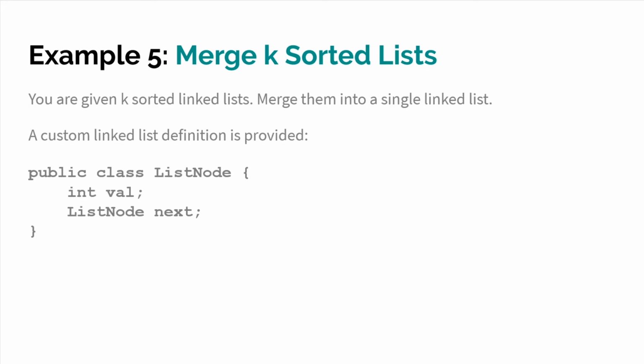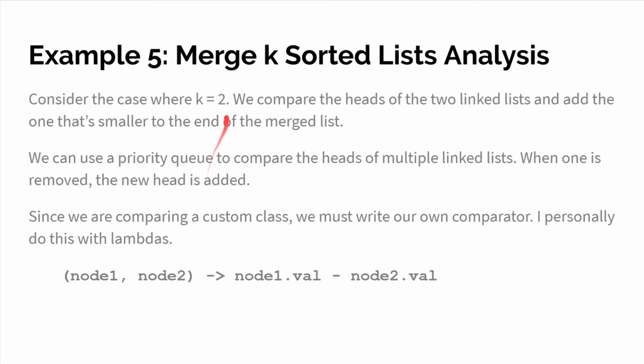And finally, for our last example, we're going to look at merge k sorted lists. You are given k sorted linked lists, and you want to merge them into a single sorted linked list. A custom linked list definition is provided with just a very simple value and a reference to the next node.